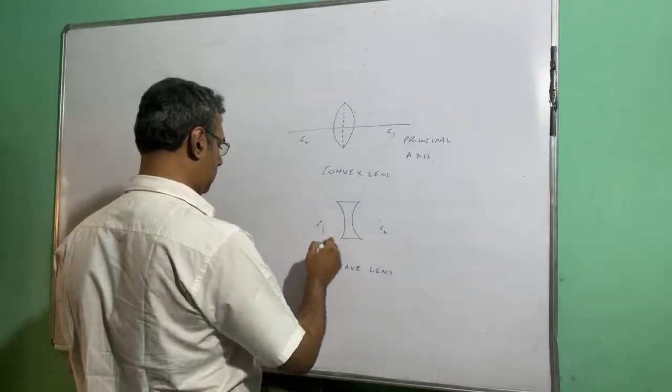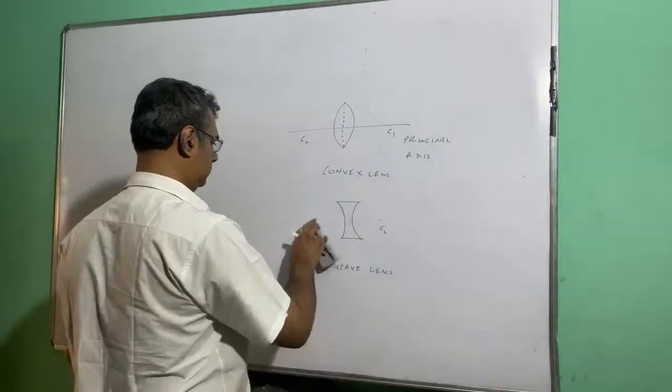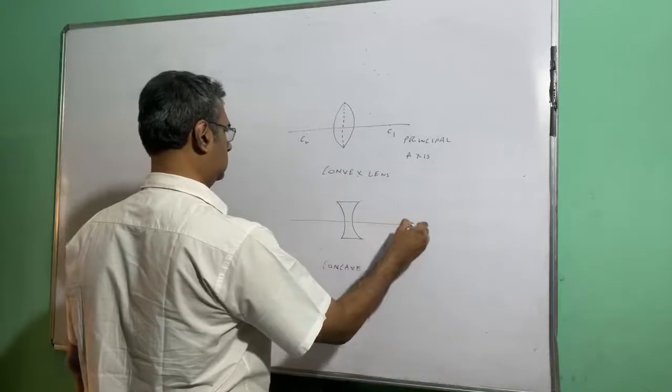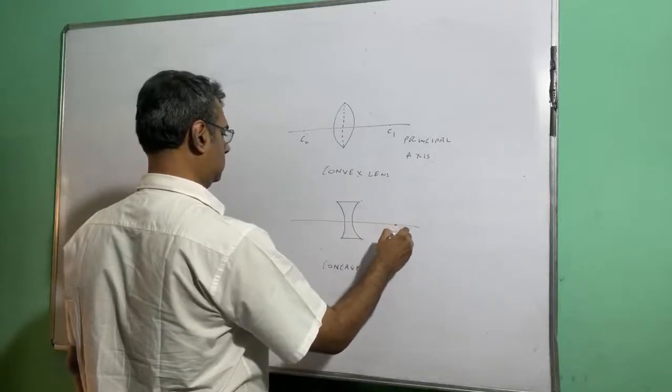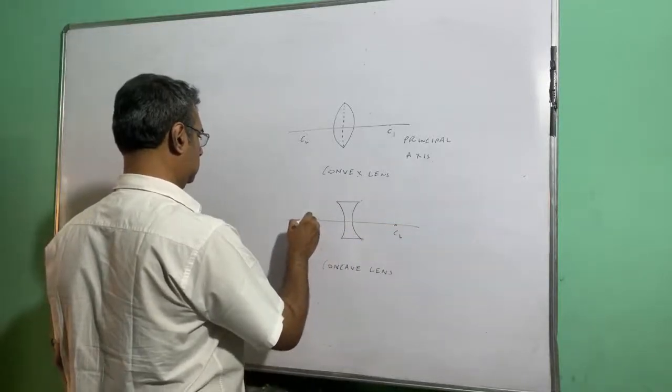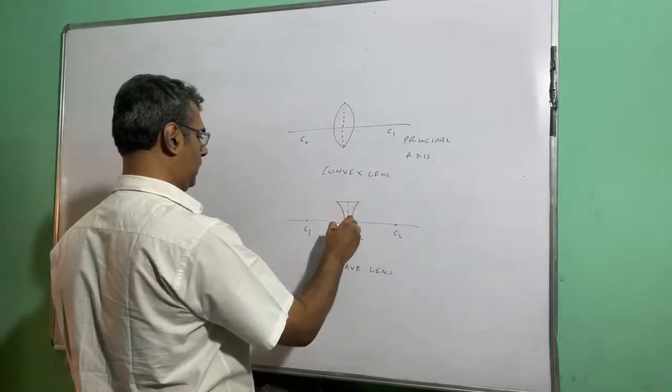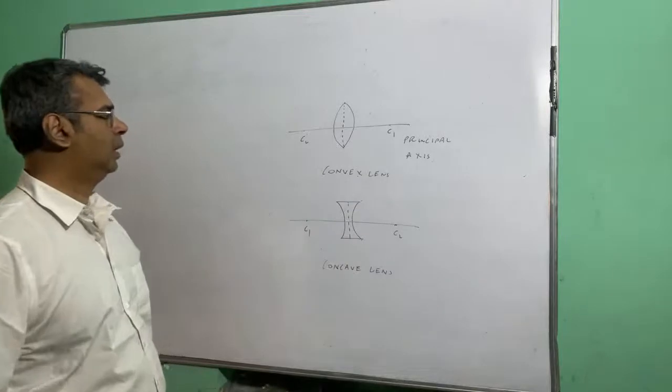Similarly here also, the line joining C1, C2 is the principal axis, and I'll draw a line like this in the middle.